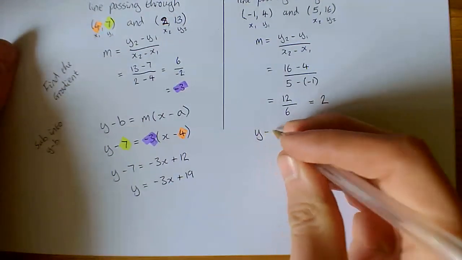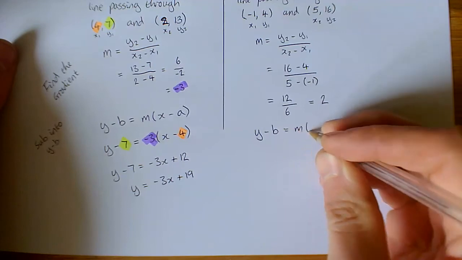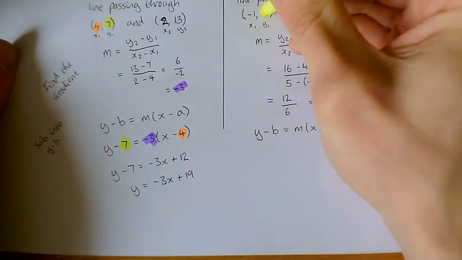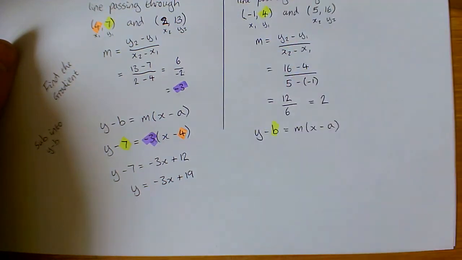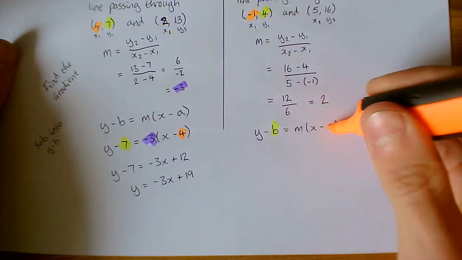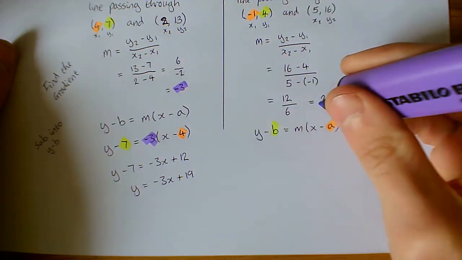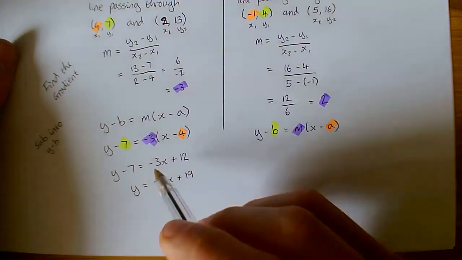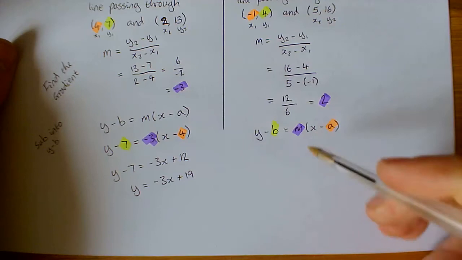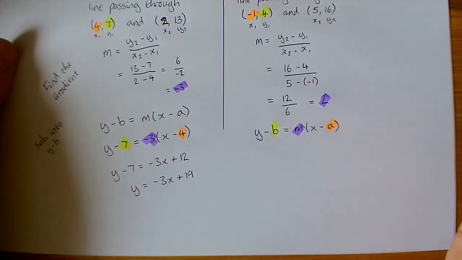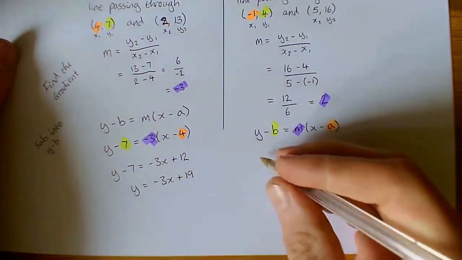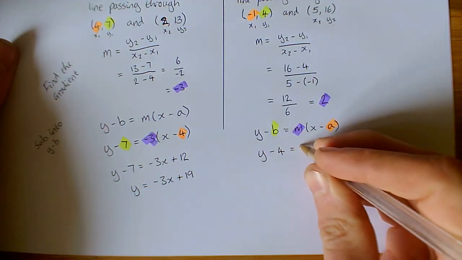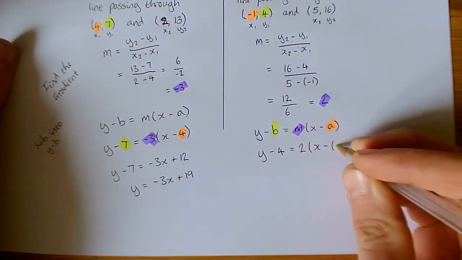Now we write down our y minus b equals m(x minus a). Just need to figure out what our things are. There is our value for b. Here is our value for a. Here is our value for m. I meant to mention, and I did in the first example, if you pick this point, you will get exactly the same final answer. You'll just have slightly different working to get there. So we want y minus 4 equals 2 lots of x minus minus 1.